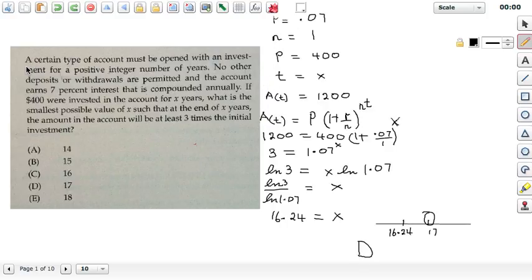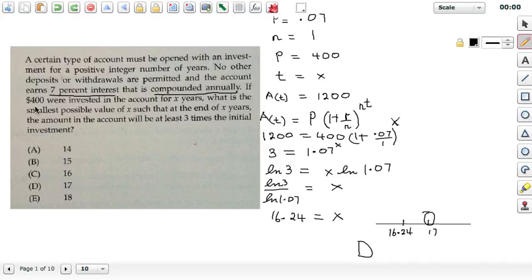A certain type of account must be opened with an investment for a positive integer number of years. No other deposits or withdrawals are permitted, and the account earns 7% interest. So I have 7% interest right here, and I will immediately stop reading and write down the rate is 0.07. And that is compounded annually. So here's another piece of information I have. N is equal to what?